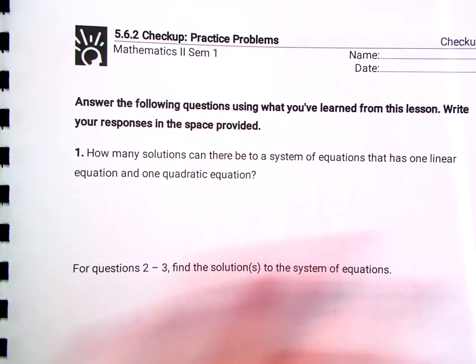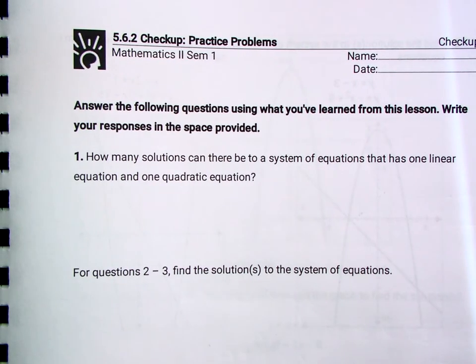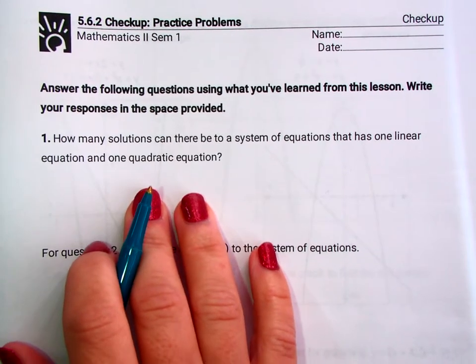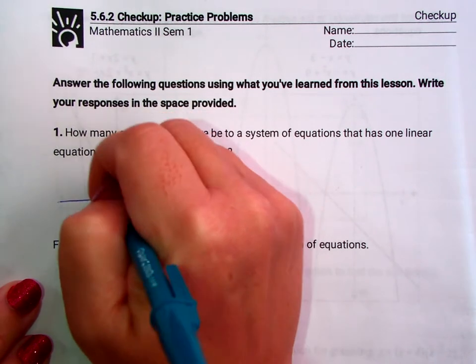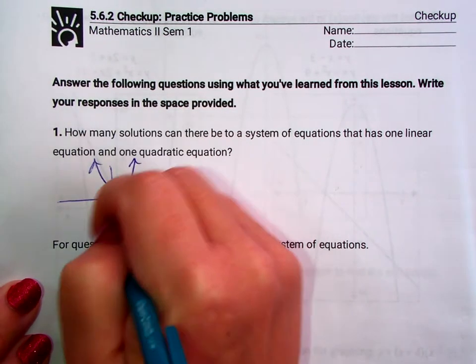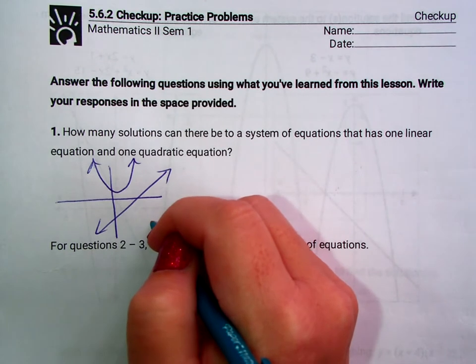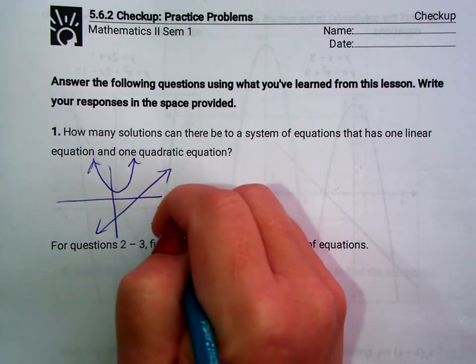Okay, let's do a couple practice problems on these new nonlinear systems. How many solutions can there be in a system of equations that has one linear and one quadratic? Again, we might have a quadratic and a linear that never touch. So this would be called zero solutions, or no solutions.